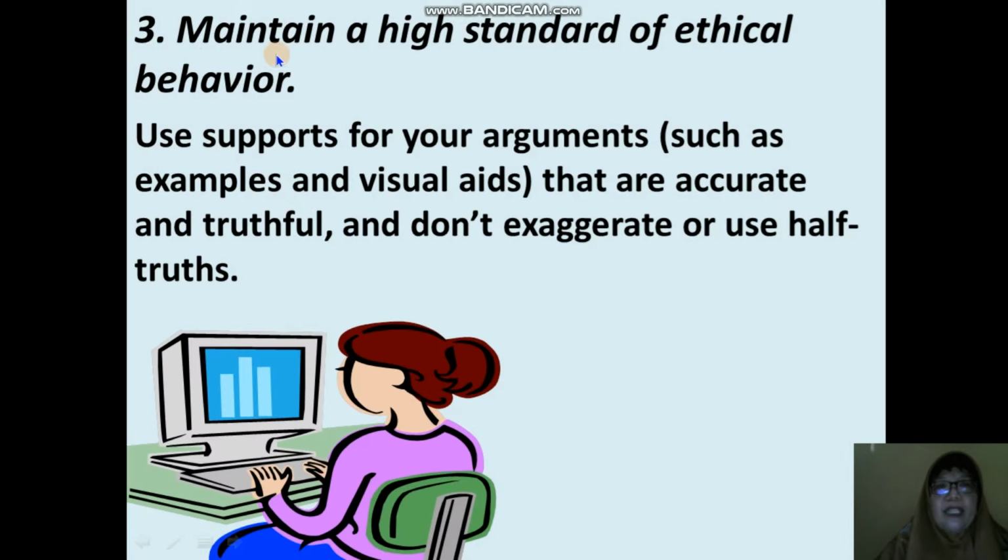The third goal is to maintain a high standard of ethical behavior. Use supports for your arguments such as examples and visual aids that are accurate and truthful, and don't exaggerate or use half-truths.